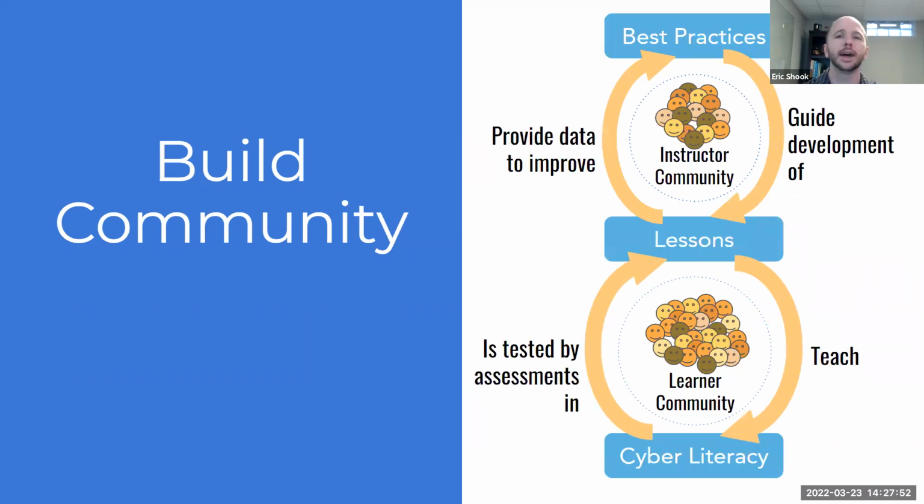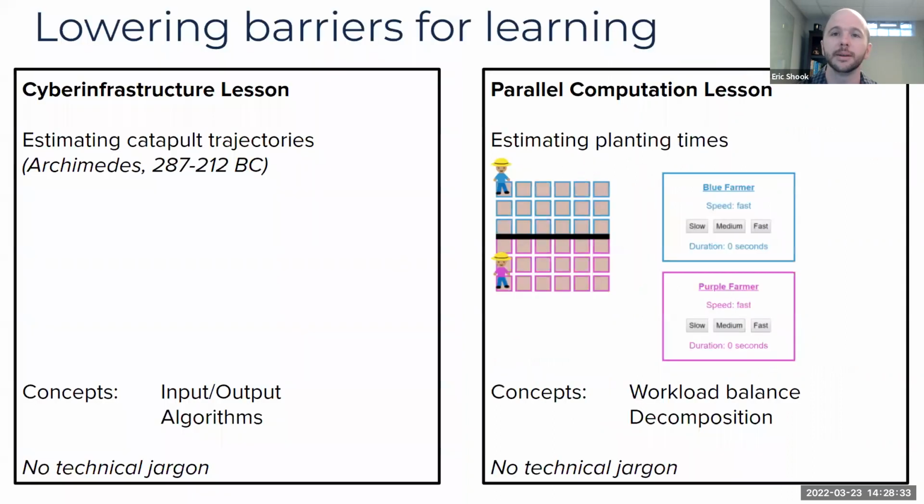So in order to get at that community building aspect, we developed a process where our aim for the project was to develop best practices which would guide the development of lessons by our lesson developers. The lessons themselves would teach learners cyber literacy. Embedded within the lessons are assessments so that learners can understand if they're actually learning something productive. And those assessments provide us data that then improve our best practices, providing a nice feedback loop. So this is one way that we were able to build a process for building community that we could potentially move over and apply to I-GUIDE.